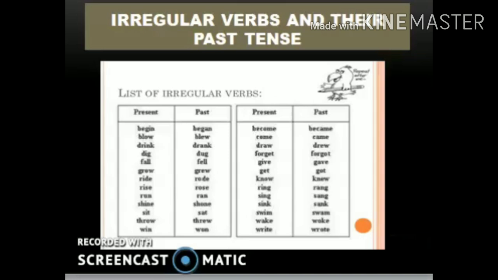There are lots of irregular verbs in English. Here are some of these. Remember, you cannot choose the past tense of irregular verbs if you don't have them in your memory box, so we need to memorize them.